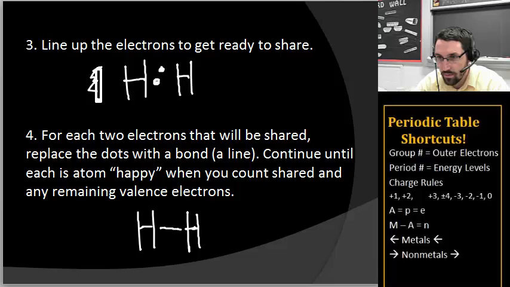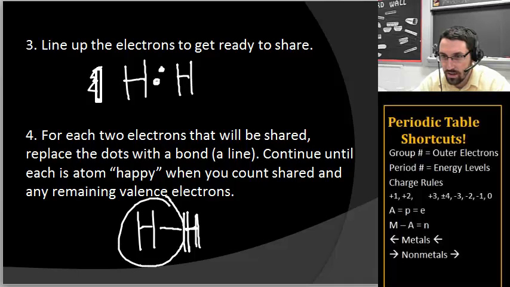The line tells me that we are sharing electrons. So we know that that is the Lewis structure for this one. If you look at the first hydrogen, it has 2 electrons. If you look at the second hydrogen, it also has 2 electrons.